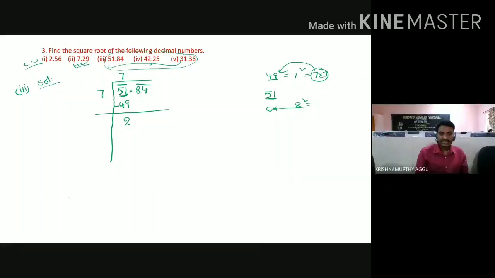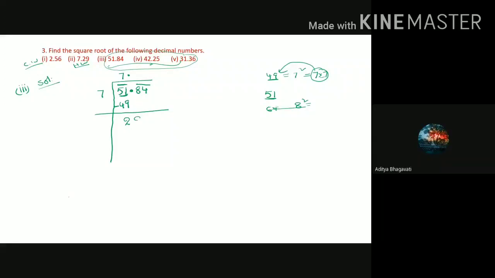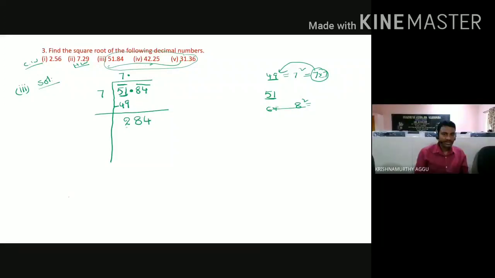Now here, what is the point? Here you are finding the decimal point. You place it here. After that you forget about this point. After the point, you have the next bar. Take down the next bar digits. What are they? 84. Now the new number is 284. Keep it aside.